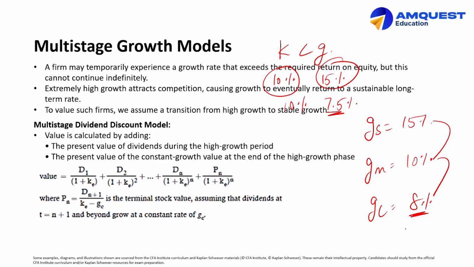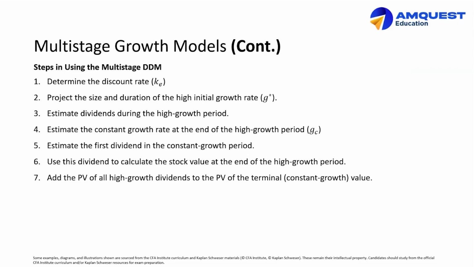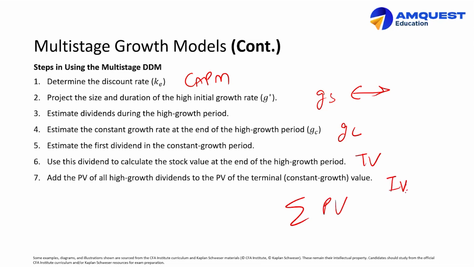So this is the value that I'll use in the Gordon growth model. This is what I'll use in K minus G. Okay, this 8%. The steps in multi-stage DDM: you have to estimate the discount rate. KE can be calculated using CAPM. You project the size and duration of the high growth rate period. So how much is going to be GS, the time period. Then we estimate the dividends during this period. Then we determine the constant growth rate at the end of the growth period, which is GL. We estimate the first dividend in this GL, and we are able to calculate the terminal value, and then we calculate the discounted present value. We take a total. Okay, this is terminal value, and this is intrinsic value today.